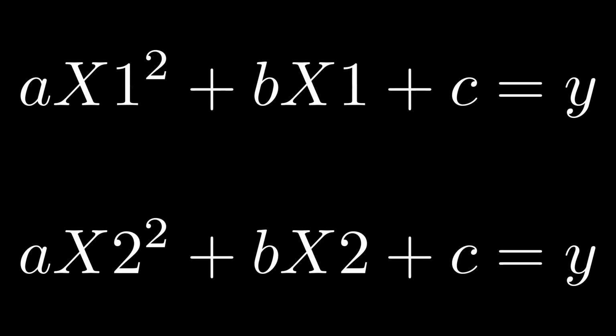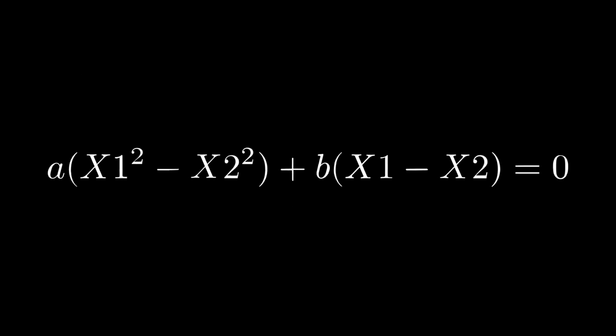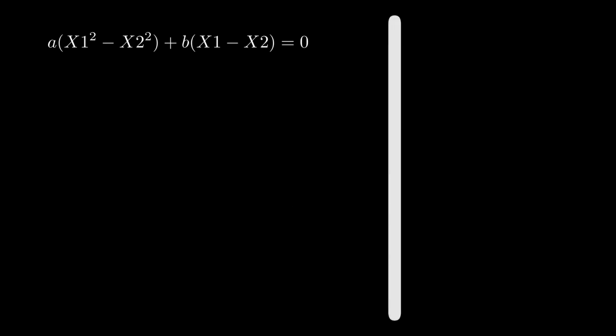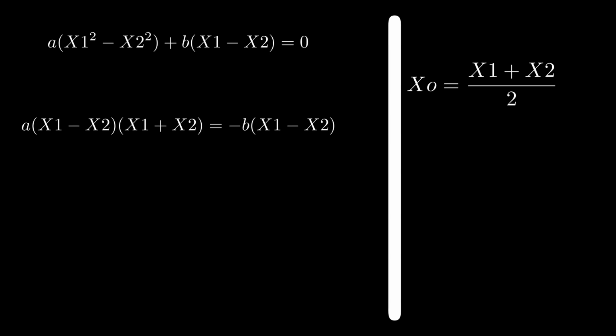First, let's find the vertex x0 in terms of the coefficients. If we substitute x1 and x2 into the function, they will give us the same output. Now we subtract and get the following. We factor the x1 squared minus x2 squared and move a term. x1 plus x2 is equal to 2x0 from the relation we found earlier. After rearranging, we get the well-known formula for the vertex.